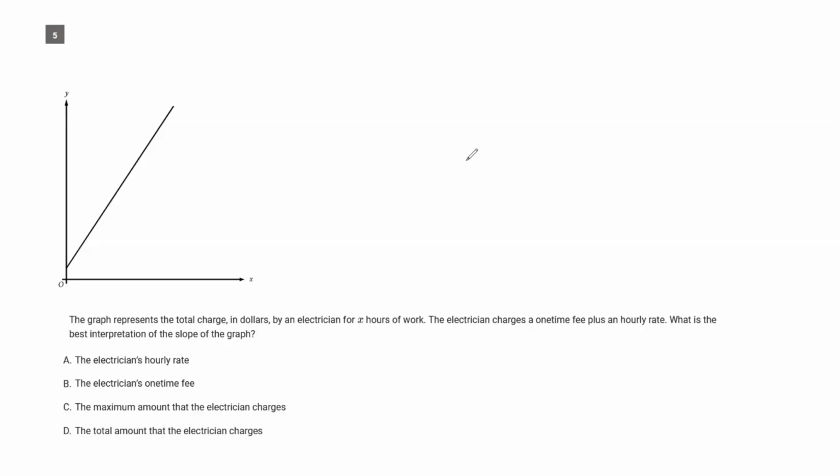So the graph represents the total charge in dollars by an electrician for X hours of work. The electrician charges a one-time fee plus an hourly rate. What is the best interpretation of the slope of the graph?